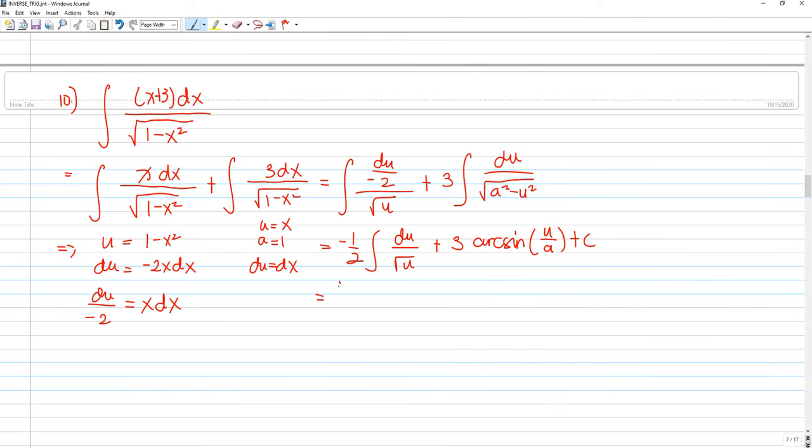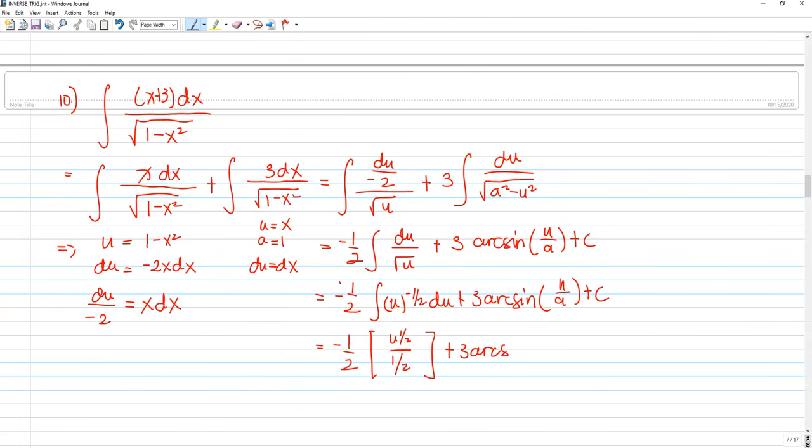So we can integrate this, okay. So we know that this is raised to 1 half. If I'm going to put this in the numerator, I'll be negating the exponent. So that would be u raised to negative 1 half du plus 3 arc sine of u all over a plus c. So integrate this by power rule. So we have negative 1 half plus 1 would be u raised to 1 half all over 1 half, okay, plus 3 arc sine of u all over a plus c.